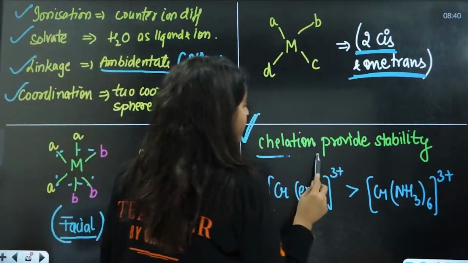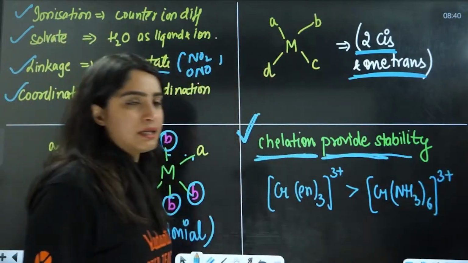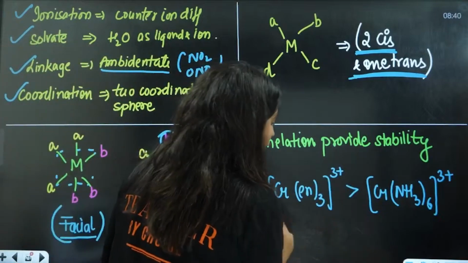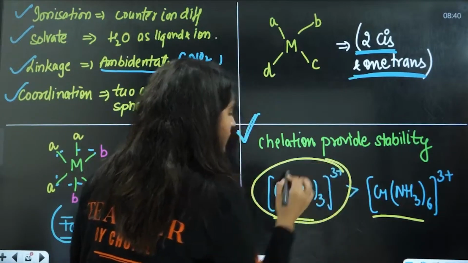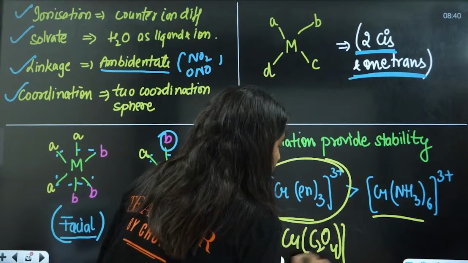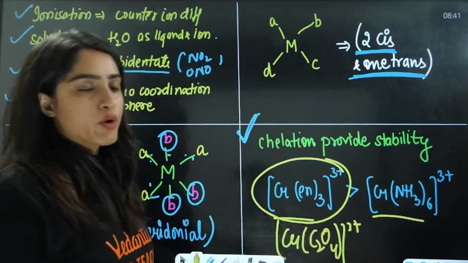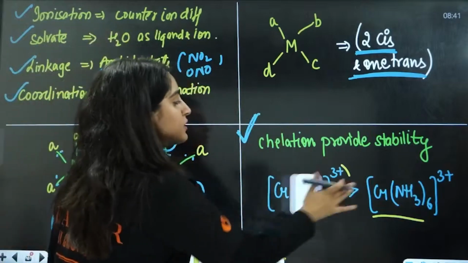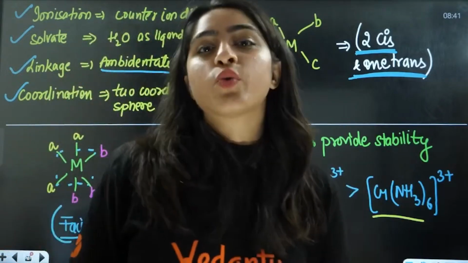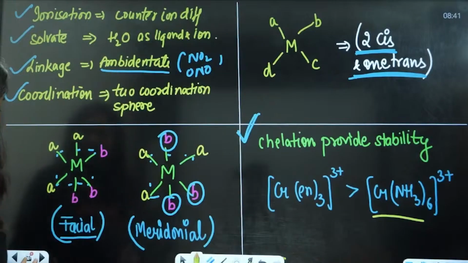Next, chelation provides stability. If they ask you which is more stable out of these two, this one will be more stable. They can also ask about Cr with C2O4. Here also it will be more stable, because whenever there is chelation there is a ring, and so there is stability. So chelation provides stability.